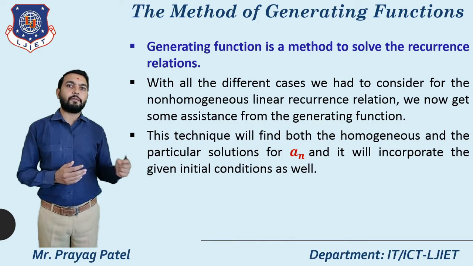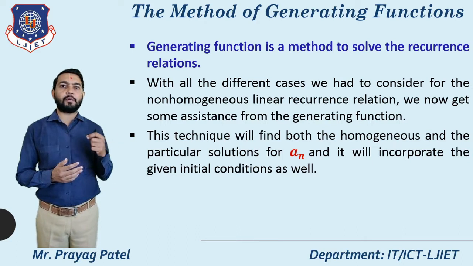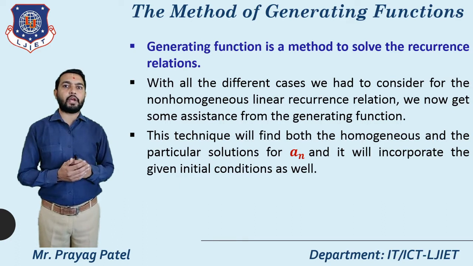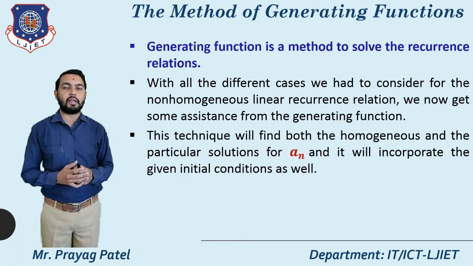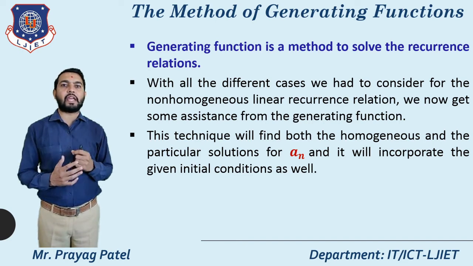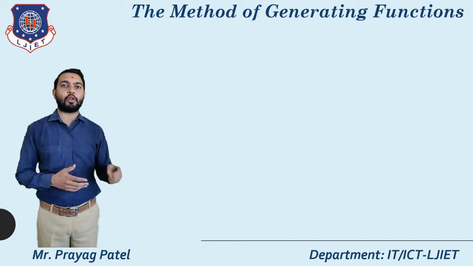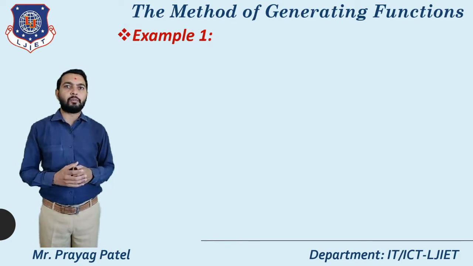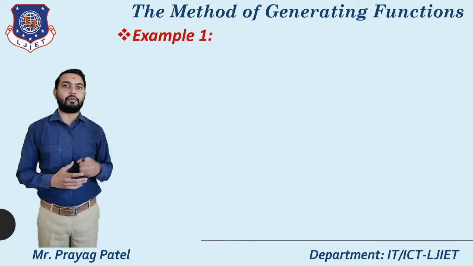This technique will find both the homogeneous and the particular solution for a_n, and it will incorporate the given initial condition as well. So using generating function, we find the values of a_n^(h) and a_n^(p). Homogeneous and particular values are both found using this technique. Now, example number 1 for the generating functions.